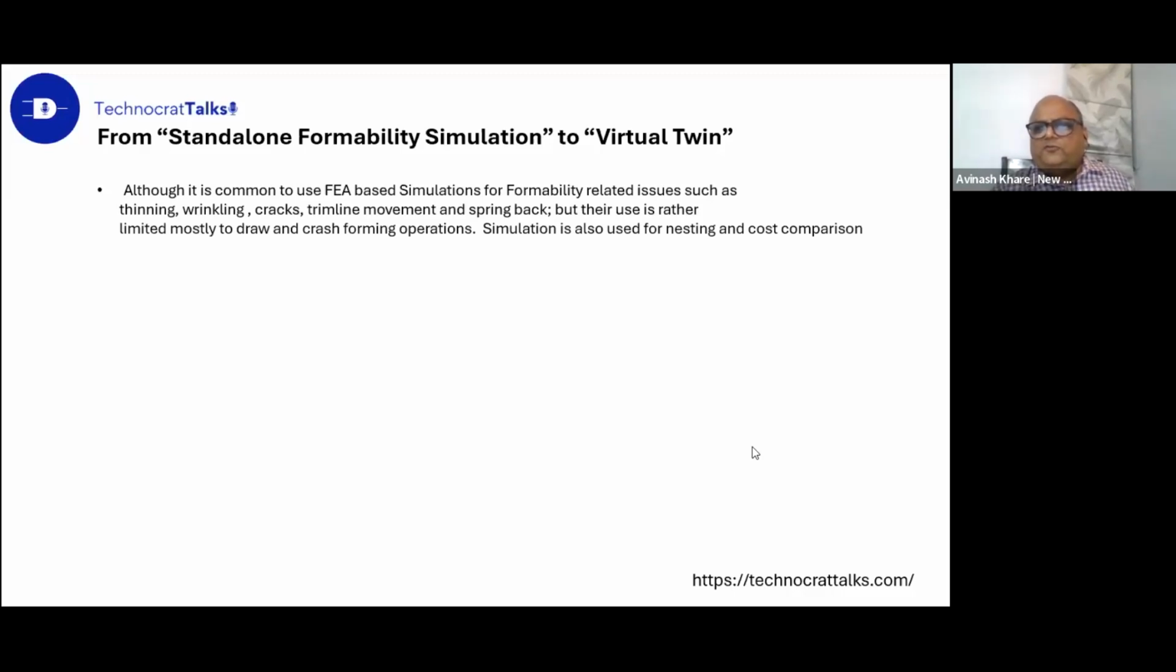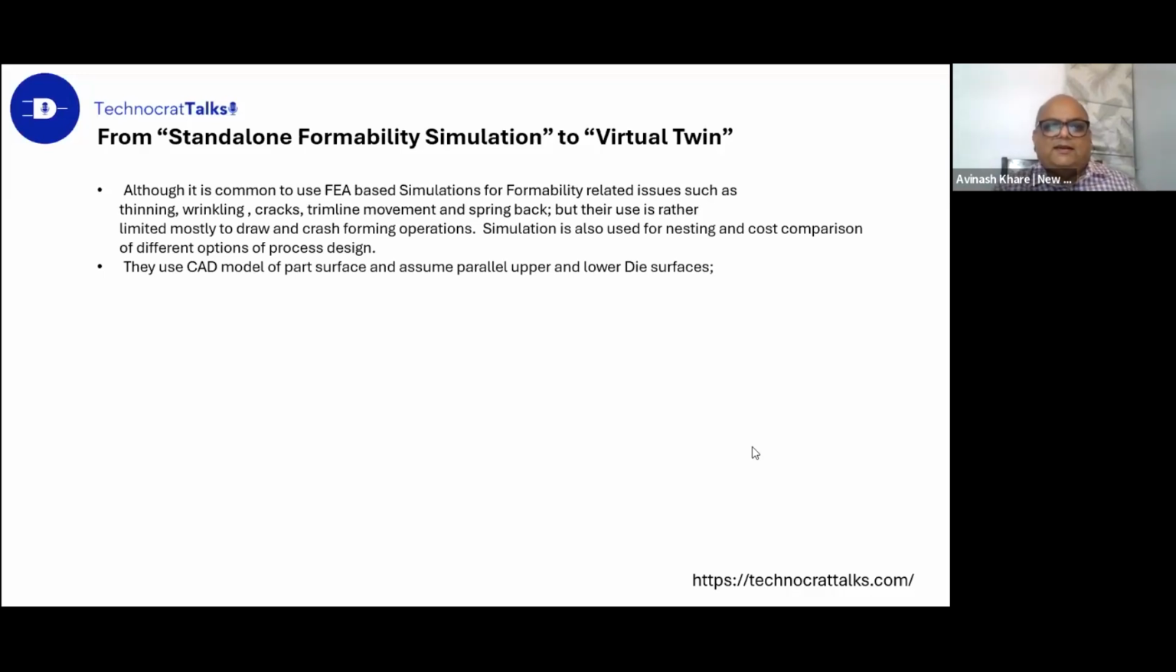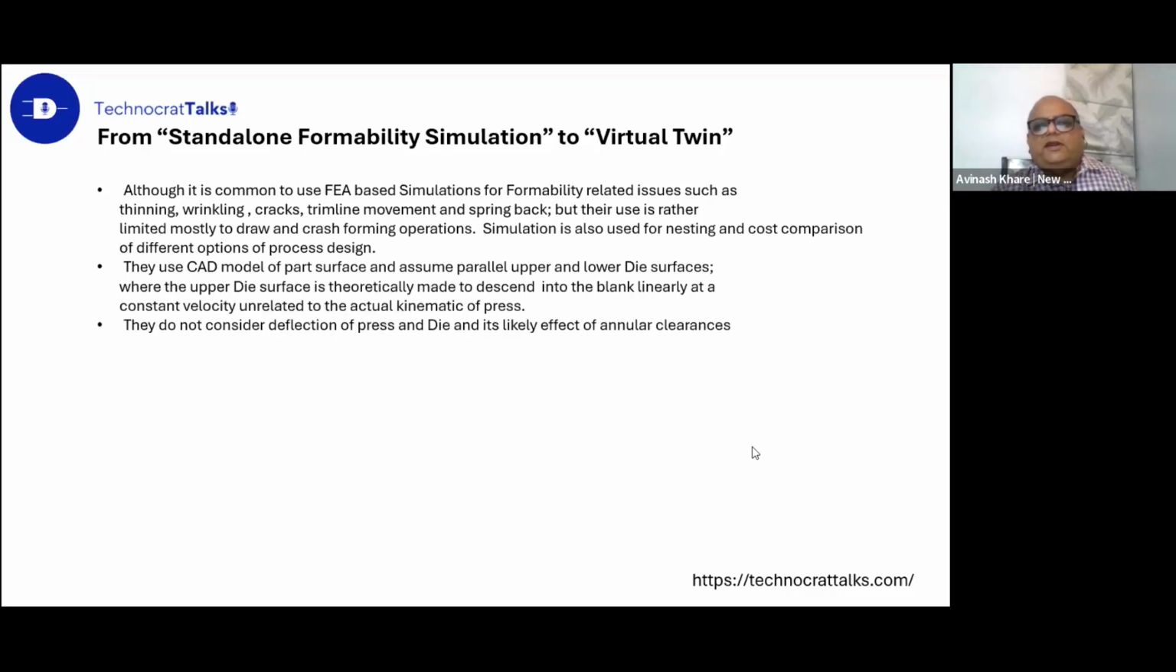Not for bending, not so much for cutting, not so much for other things, not for the complete process so much. And simulation is generally also used, as my friend was talking earlier, for nesting and cost comparison and how to improve the material yield, etc. And mostly in simulation, they use a CAD model. There is a part CAD model. Parallel to that, you generate the die surfaces, which are parallel, and you move them in a straight line at constant speed, assuming that that's how the press will move, which does not happen that way, by the way.